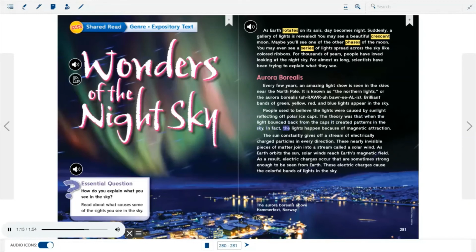In fact, the lights happen because of magnetic attraction. The sun constantly gives off a stream of electrically charged particles in every direction. These nearly invisible pieces of matter join into a stream called a solar wind. As Earth orbits the sun, solar winds reach Earth's magnetic field. As a result, electric charges occur that are sometimes strong enough to be seen from Earth. These electric charges cause the colorful bands of light in the sky. The Aurora Borealis above Hammerfest, Norway.